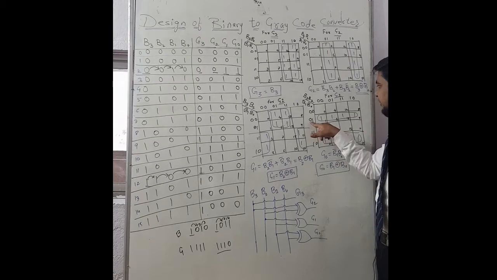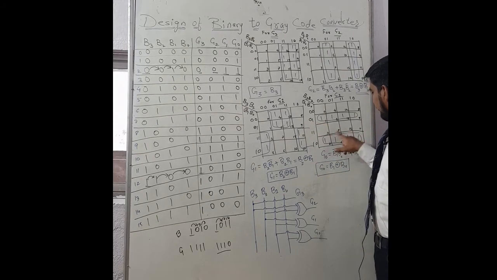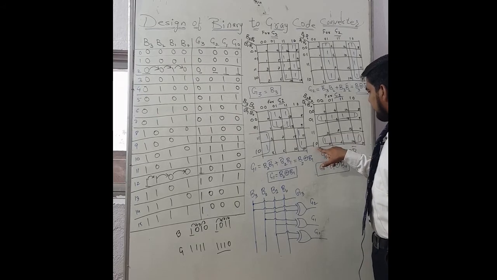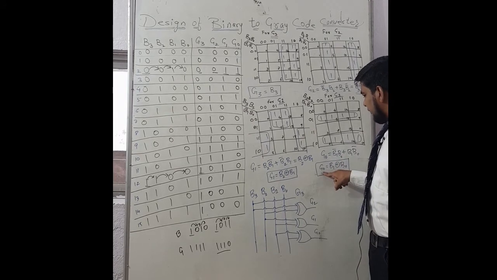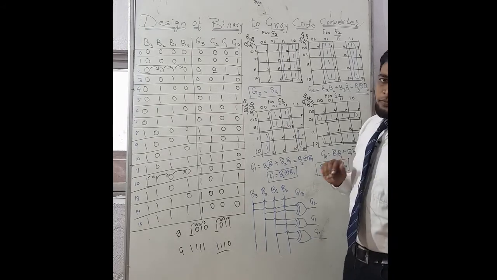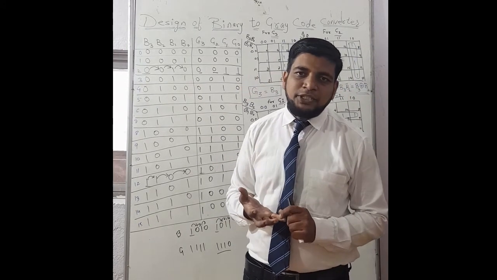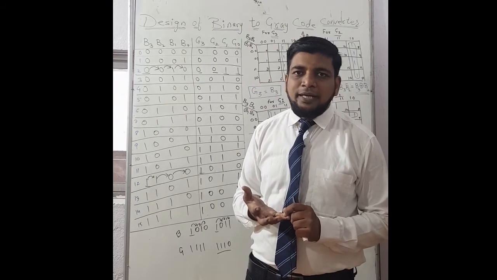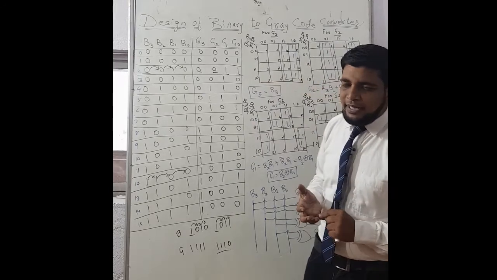Here the output expression will be B1 bar B0 for one group, and for these 4 ones it is B1 B0 bar. This is the output expression of XOR. That's why we can reduce the expression to G0 equals B1 XOR B0. Now first we drew the truth table, then we minimized the expression with the help of the Karnaugh map technique, and at last we need to implement the expression with the help of gates.